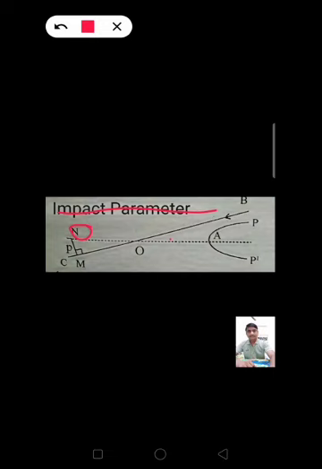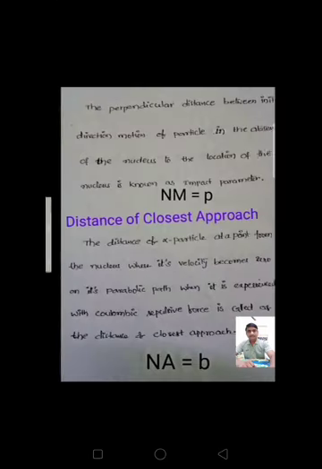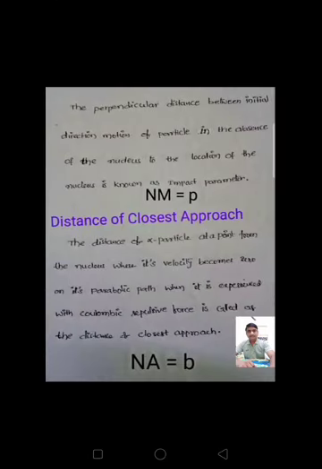Now we can define impact parameter as the perpendicular distance between the initial direction of motion of the alpha particle in the absence of the nucleus and the location of the nucleus. It is known as the impact parameter. It is indicated by NM on the diagram, and it is represented with the lowercase English alphabet p.